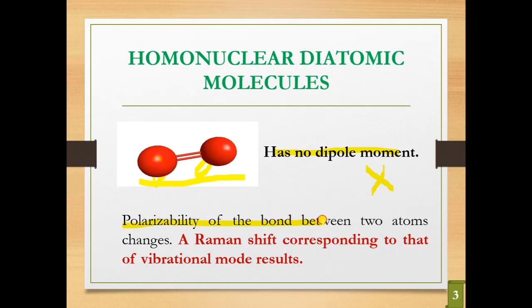The polarizability of the bond between the two atoms changes during stretching vibrations. If we talk about this particular molecule, it reaches a maximum at the greatest separation and a minimum at the closest approach. So a Raman shift corresponding to that vibrational mode results. Because there is a change in polarizability, we observe the Raman shift.